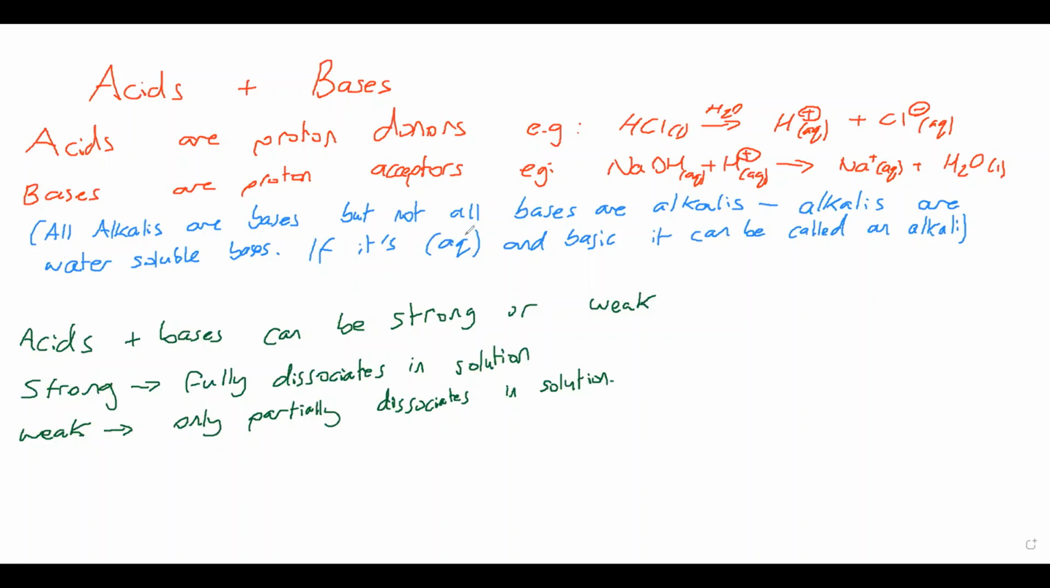So if you see something that has the aq symbol and it's basic, then that means that it can be called an alkali. But if you have something that is acting as a base that is solid, for example, then you can't call it an alkali. It's just a base. So acids and bases can be strong or they can be weak. Now, what does this mean, strong and weak? So strong means that the acids or bases can fully dissociate in solution, whereas the weak acids and bases only partially dissociate in solution.